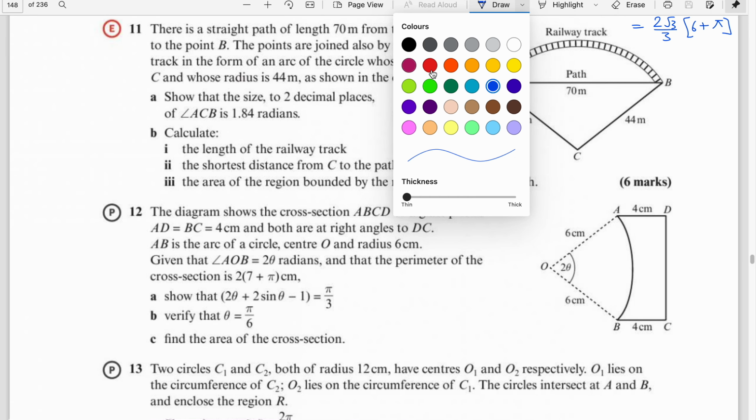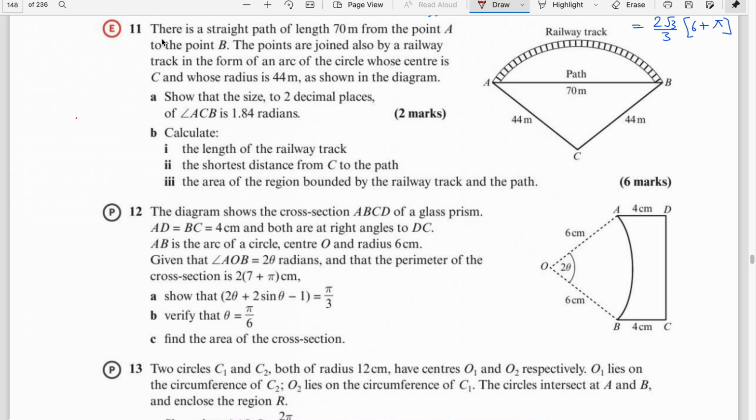Question number 11. There is a straight path of length 70 meters from the point A to point B. A to B, 70 meters straight. The points are joined also by a railway track in the form of an arc of a circle whose center is C and 44 meters is the radius. Show that the size to two decimal places of ACB is 1.84 radians.